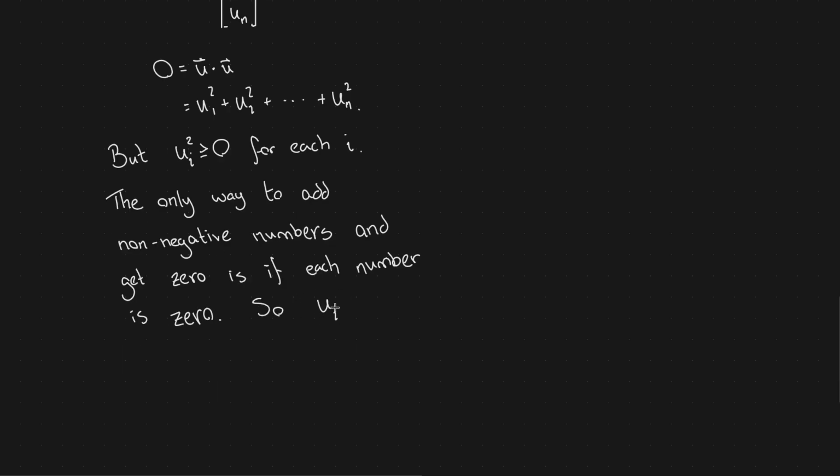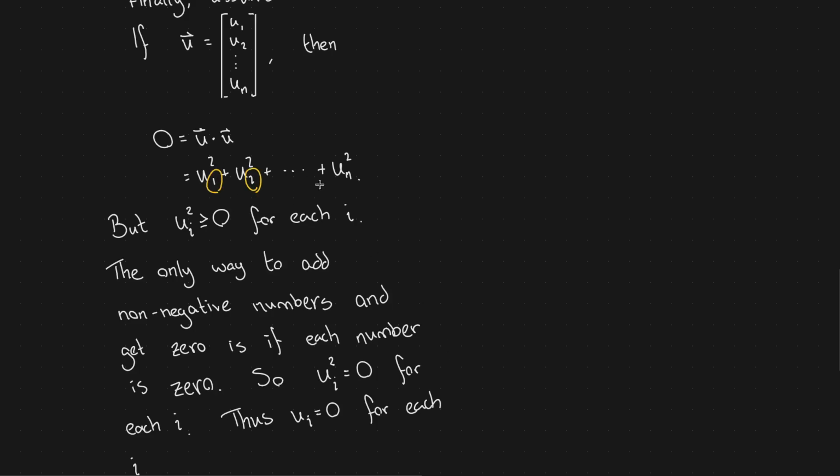So ui squared must be equal to 0 for each i. Well, the only number that when I square it I get 0 is 0. Now remember, when I say for each i, I mean i equals 1, i equals 2, i equals n, these subscripts. Okay? So for each one of these subscripts, it must be equal to 0. u1 must be 0. u2 must be 0. All the way to un, it must be 0.